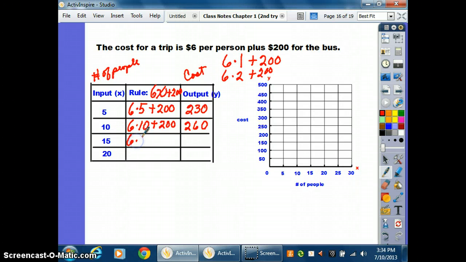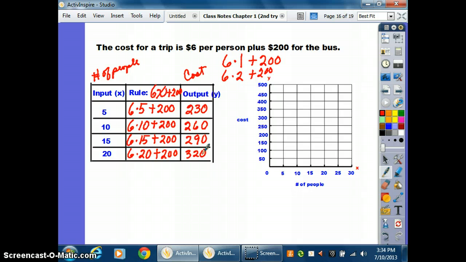Okay, 15 people get on the bus. So it's $6 for a ticket times 15. 6 times 15. Well, 2 times 15 is 30, 60, 90. Okay, 6 times 15 is 90. 90 plus 200, and that would be 290 for the trip. And then 20. 6 times 20, oh, that's 120. Plus 200 is $320 to take the trip.